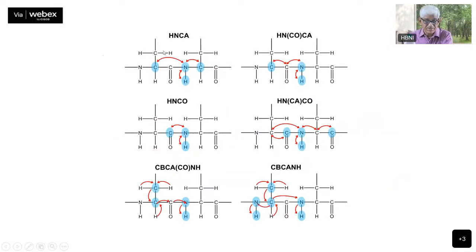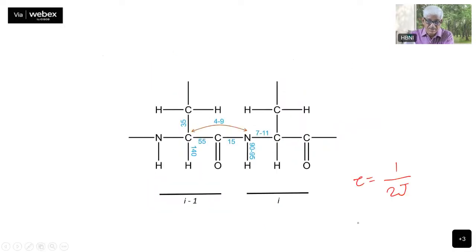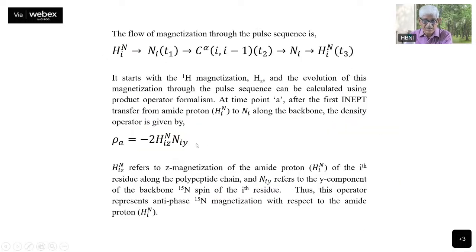See, I showed here. This is the residue I minus 1 and this is the residue I. From the nitrogen, it is transferred to this and also to this, C alpha I and I minus 1. And then you have the T2 increment there. The time is incremented in T2. You therefore frequency label the C alphas. And then from the C alphas, it is transferred back to the nitrogen. From the nitrogen, it is transferred back to the amide proton, and is detected here in T3.